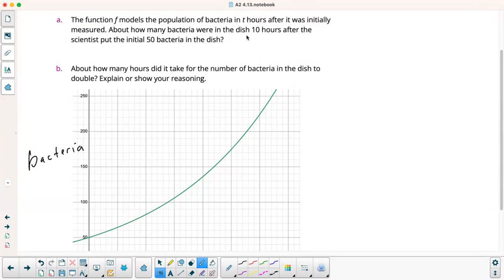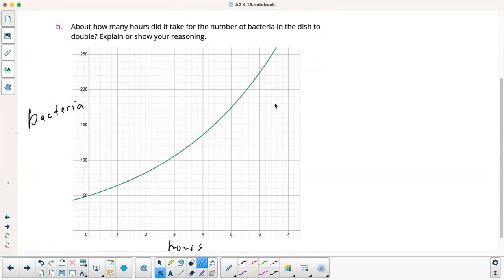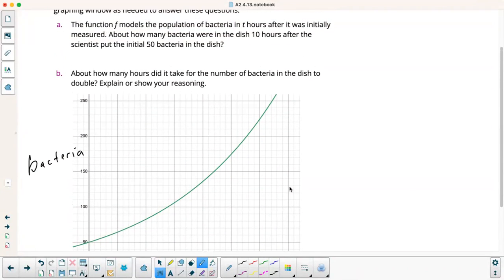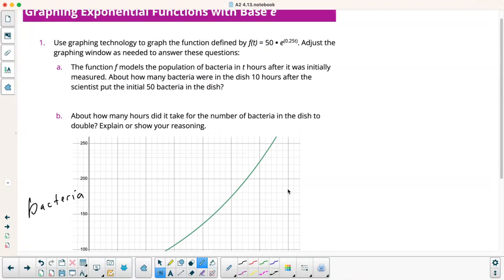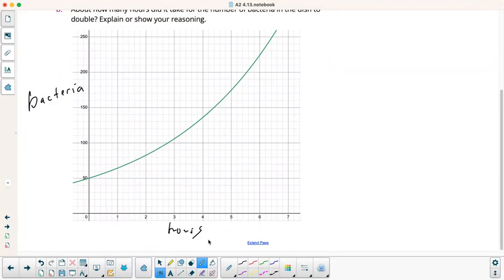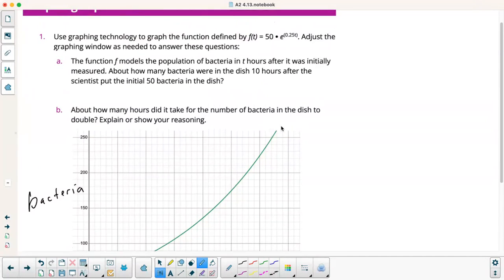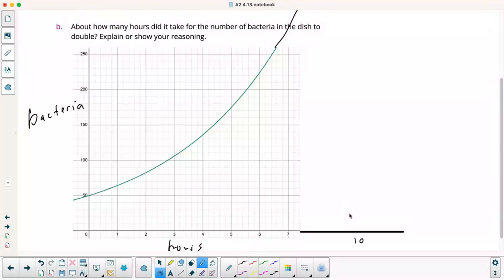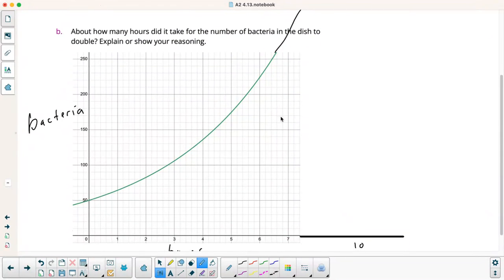About how many bacteria were in the dish 10 hours after the scientist put the initial 50 in? So for 10 hours, of course, my graph doesn't go far enough. I didn't make my graph big enough. But what I would have to do is go out here till I got to 10. Whenever I get to 10, I'm going to go up and find out where it hits my graph. So, if my graph were to continue going up like that, I'd go up here to 10 and I'd find it on the graph.